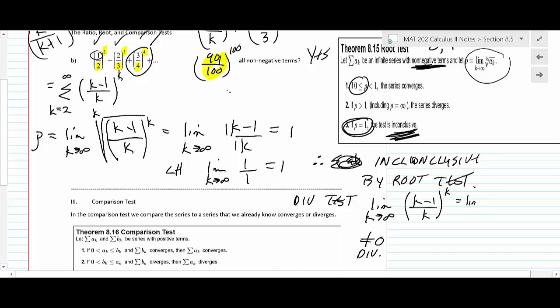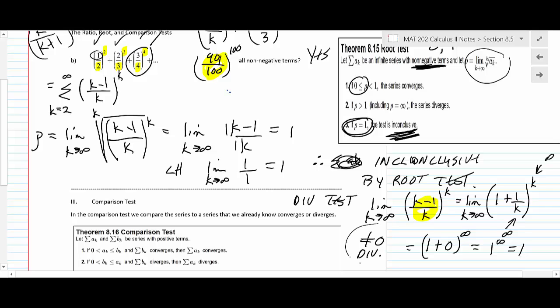You could split that fraction apart, and k over k would be 1, and you'd have (1 minus 1 over k) to the k power. That's a really beneficial way to break that up. Now, what's going to happen as k goes to infinity? You're going to have 1 plus 0 to the infinity power, so that's 1 to the infinity, so that's 1, right? Since it's not equal to 0, we could conclude that this diverges by the divergence test.